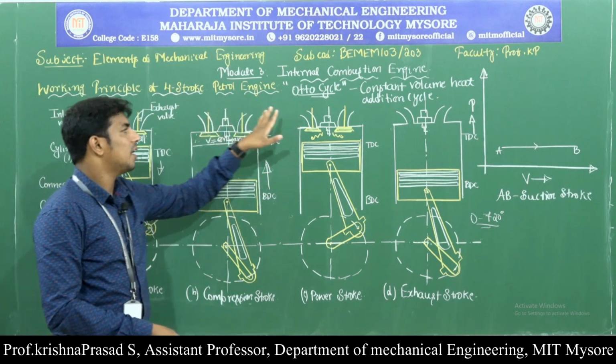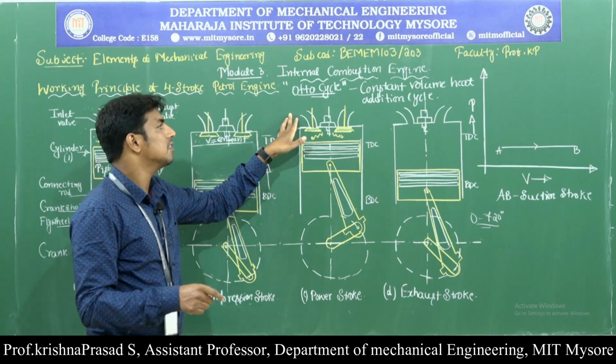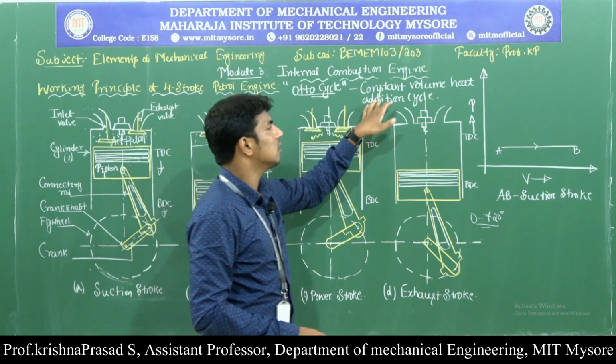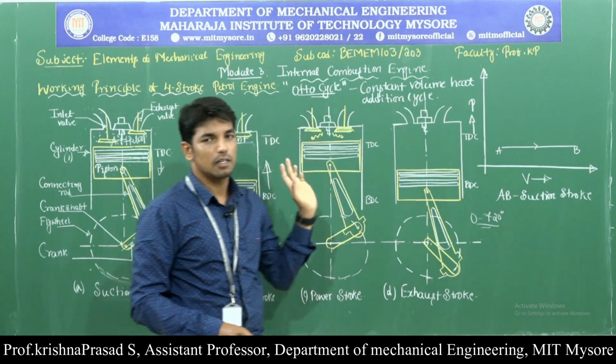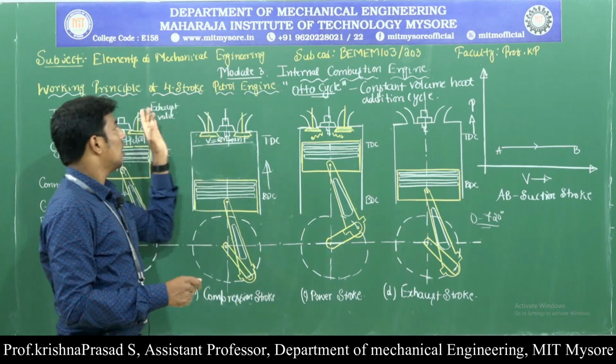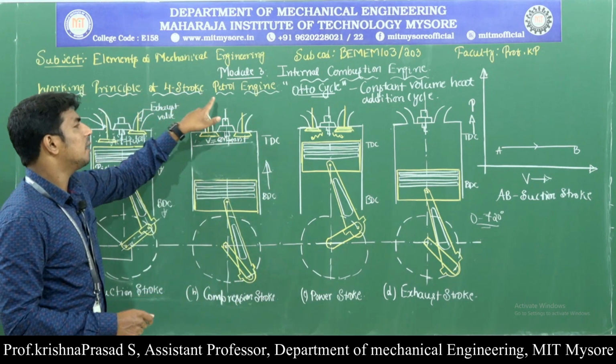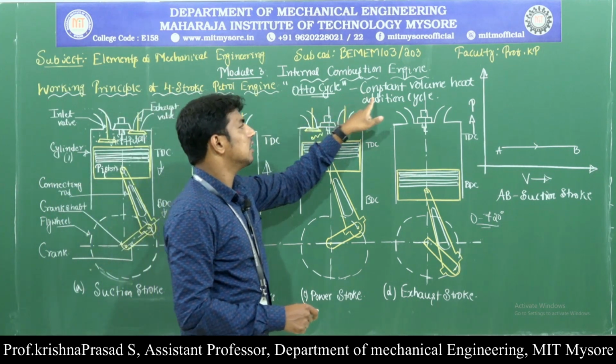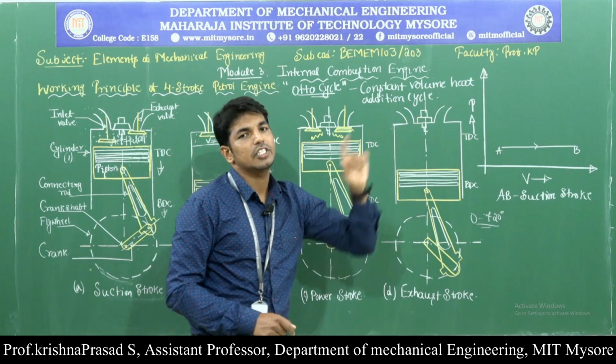Here the petrol engine works on the basic principle of the Otto cycle, and this Otto cycle is also called the constant volume heat addition cycle. I will repeat, the 4-stroke petrol engine is also called the Otto cycle, and the Otto cycle is nothing but a constant volume heat addition cycle.